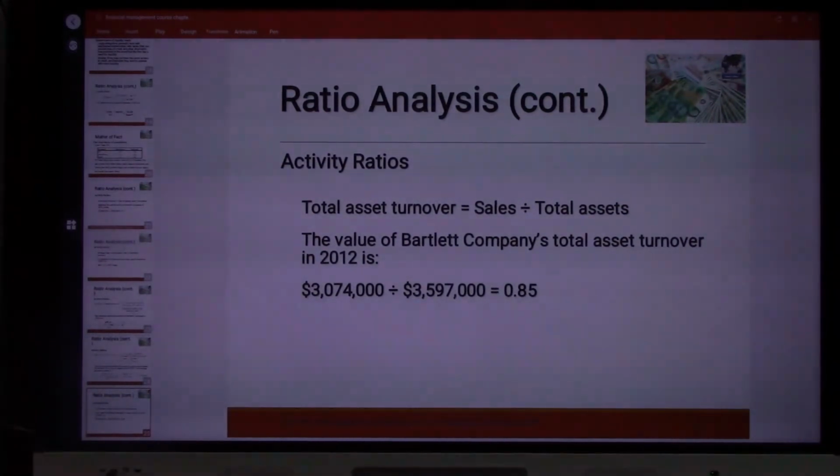But again, 0.85 means for every $1 invested in our total assets, we are going to generate 85 cents in sales. Is this good or bad? You also should compare this with the industry average to answer such a question.